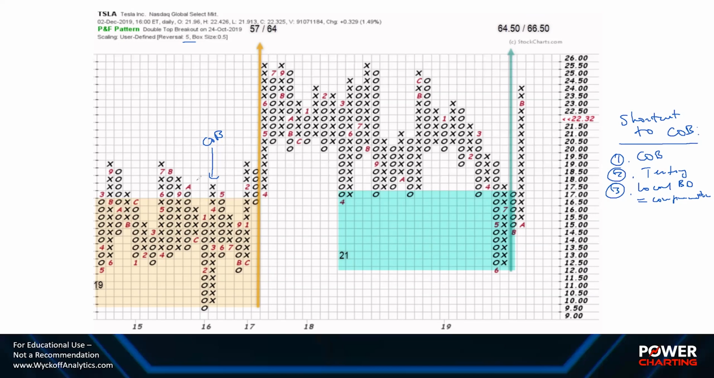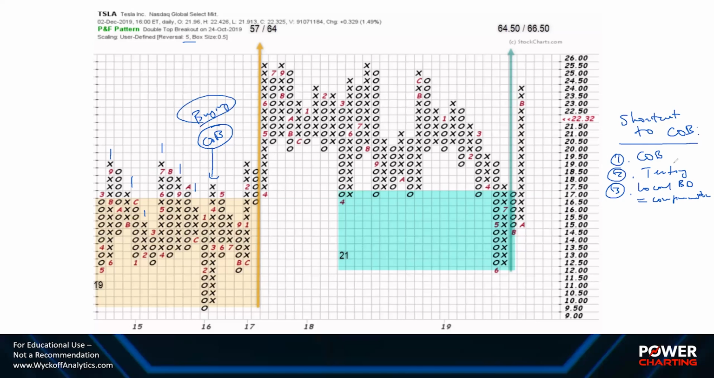And this column is larger than this column, or this column right here, or this column, or this column, or this column. So all of the prior up columns definitely were smaller. So something else is going on here. And what is going on? Well, buying, more aggressive buying.